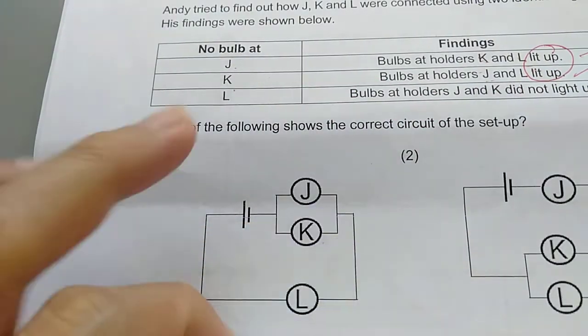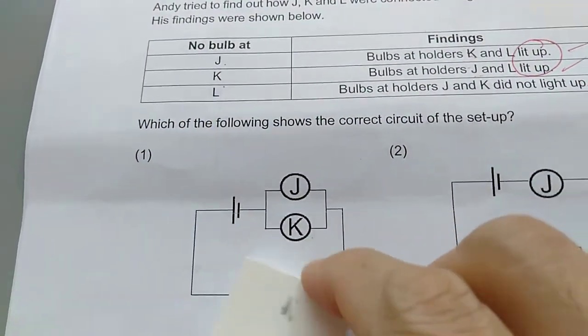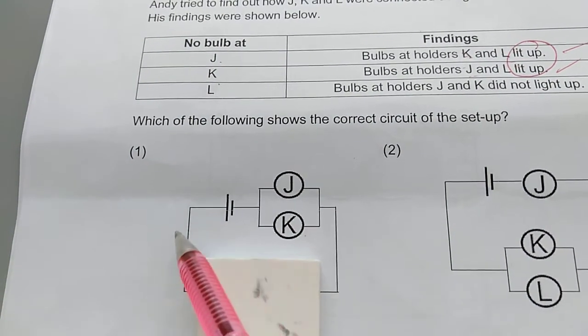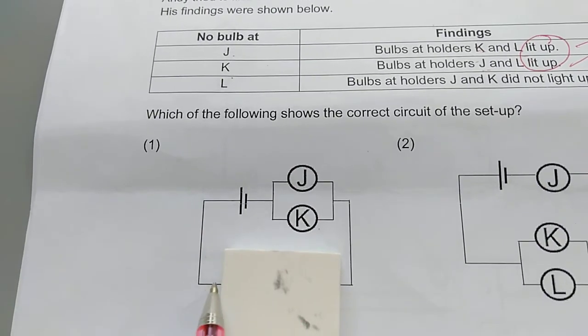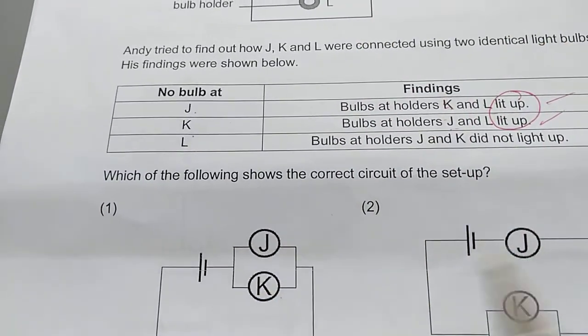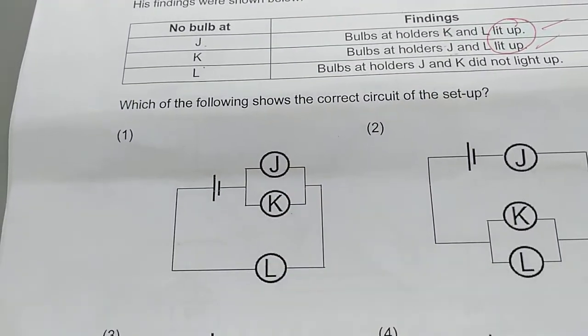What if I remove L, like it says here? When I remove L, can current flow or not? No, it can't flow through anymore. There's a gap, it can't flow through. So these 2 bulbs will not light up. So that's why 1 is the answer.